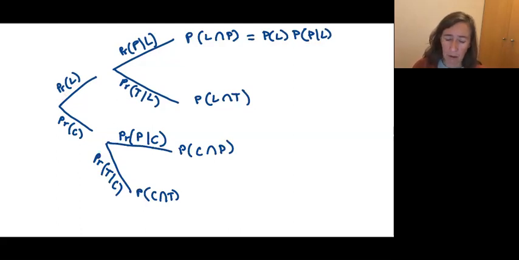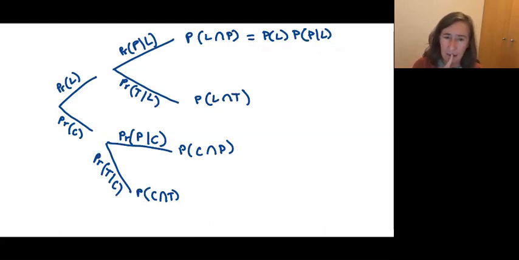Okay, so that's what we did before. And so we're using, actually all the time, this general rule for a joint probability: a conditional probability times the probability of the conditioning event. That's the right way to calculate a joint probability.